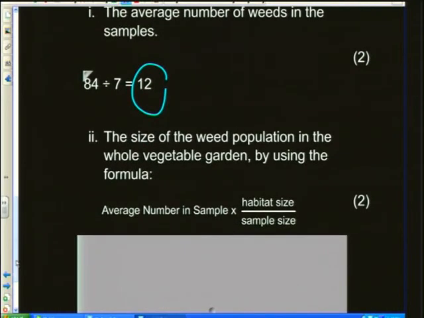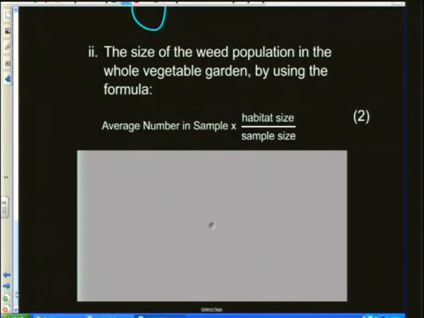The size of the weed population in the whole vegetable garden is found by using the formula. And there's the formula now. Average number in the sample is equal to habitat size over sample size times number in the sample.